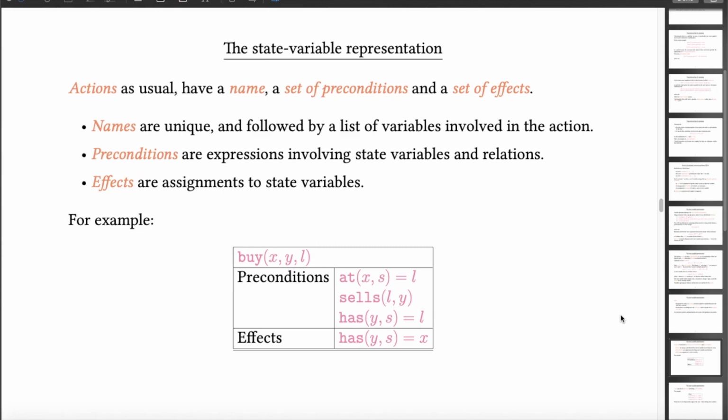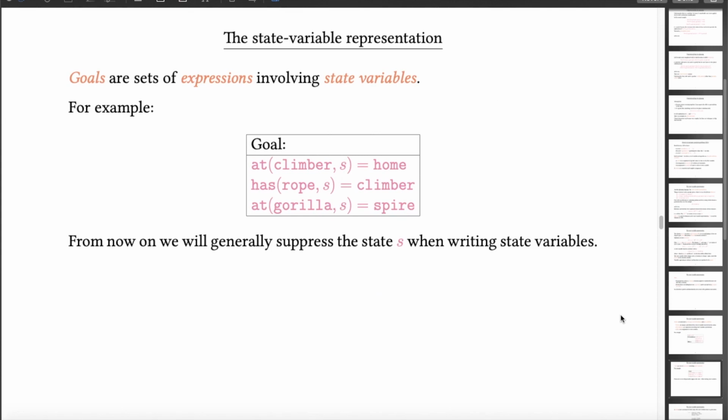Preconditions can either be achieved or not, depending on whether the functions have the correct values at the time that you try to apply the action, and the effects of an action just change the way in which one or more of the functions maps its parameters to an output. Now, goals are entirely similar. A goal just involves getting some of the state variables to have the right values in some state. So our goal might be that the climber is at home, and the rope is owned by the climber, and the gorilla is on the spire.